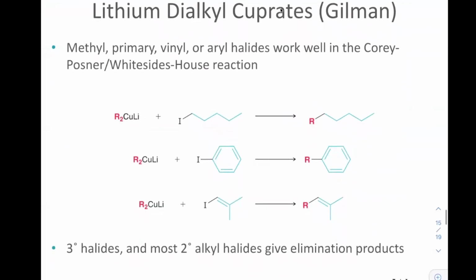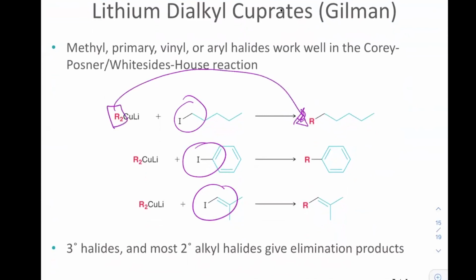Another way that we can use these Gilman reagents is with a primary, an aryl, and a vinyl alkyl halide, replacing one of our R groups. And so we see that substitution. This reaction will not work on tertiary and most secondary alkyl halides because we have a competing reaction that's called elimination, which we actually haven't learned about yet. That comes in organic two.